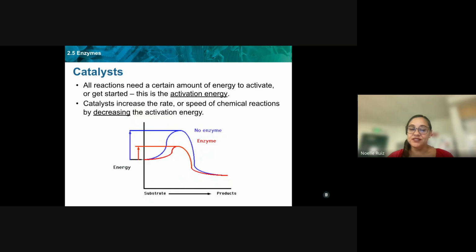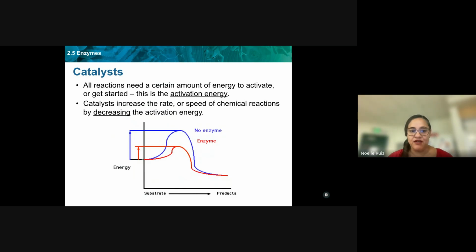Catalysts. All reactions need a certain amount of energy to activate or get started. This is the activation energy. You guys got that right in the chat earlier. Very good. Catalysts increase the rate or speed of chemical reactions by decreasing the amount of activation energy needed for a chemical reaction to get started. So we call them catalysts in a general sense, kind of in a chemistry lab or even in nature. There's lots of catalysts.